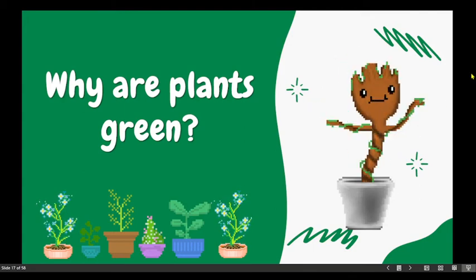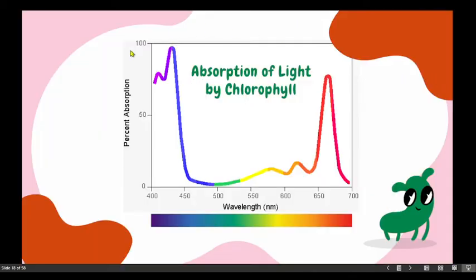So, I'll show you this chart. This is the absorption of light by chlorophyll. This part here shows the percent absorption and this is the wavelength. I'm also showing you the visible light spectrum here. So that is Roy G. Biv. The red is here, from the longest to the shortest wavelength.